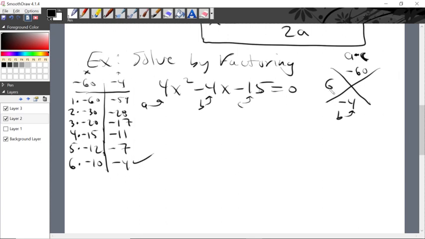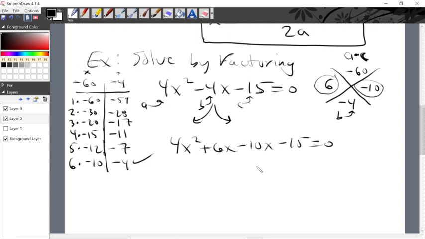So we want a 6 and a negative 10, two integers that multiply to negative 60, but that add up to negative 4. How we can use that here algorithmically, one approach is we can split the middle term, the linear term, into two linear terms, each with these coefficients, right? So I can rewrite the original quadratic as 4x squared plus 6x minus 10x minus 15 is equal to 0.